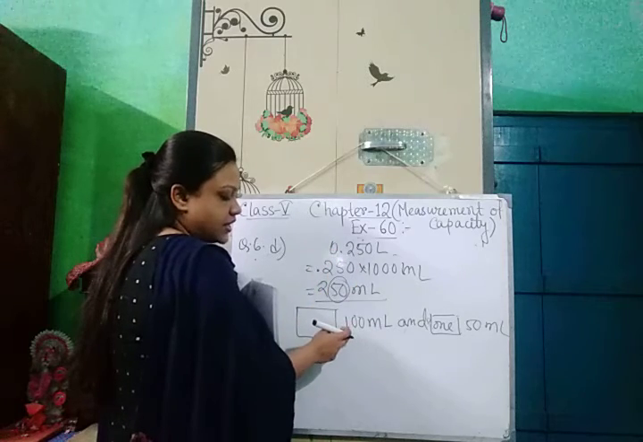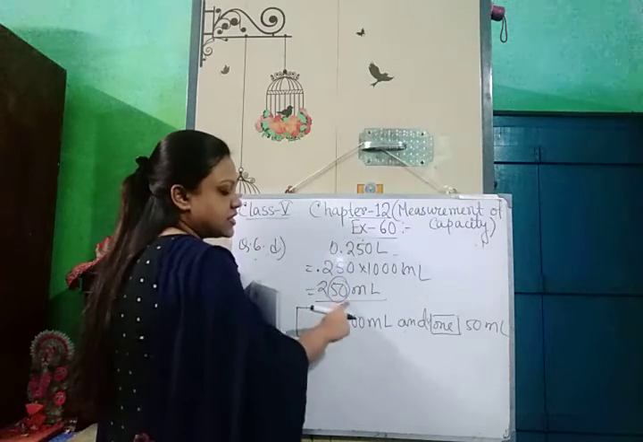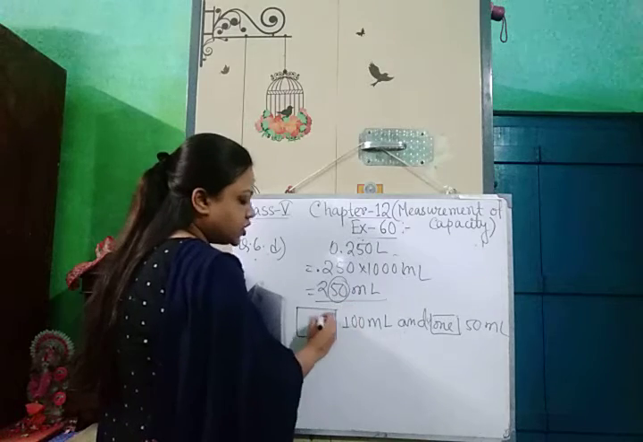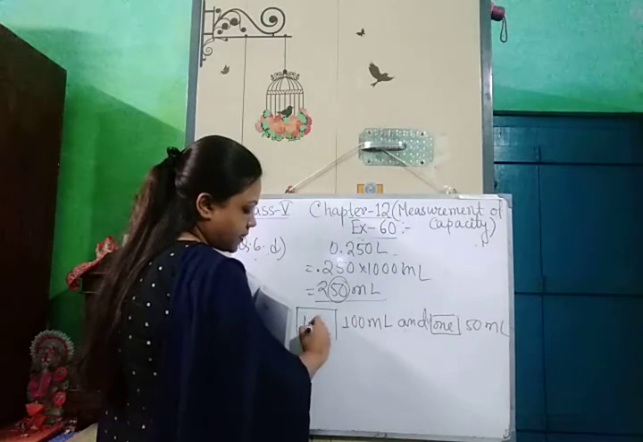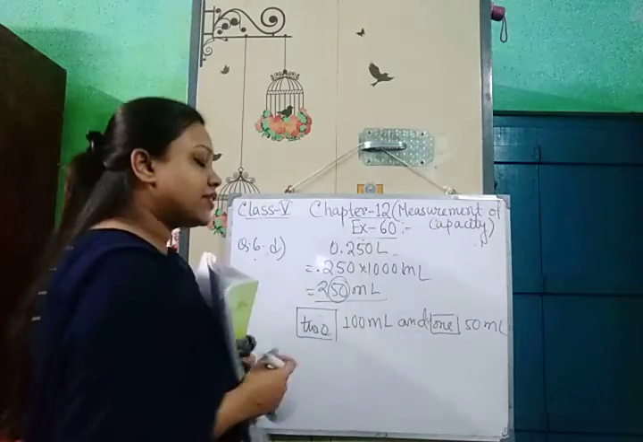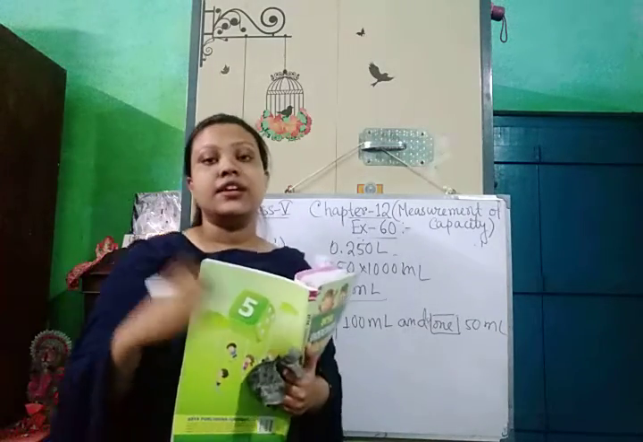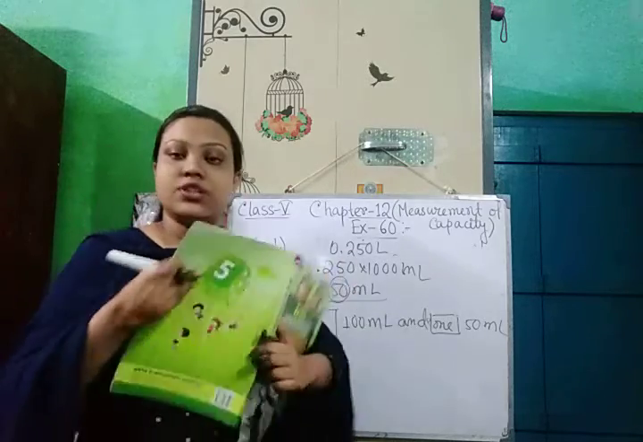So 100 ml can be measured by using one container. So for measuring 200 ml we will need two 100 ml containers, and one 50 ml container will be required to measure 250 ml or 0.250 liter.